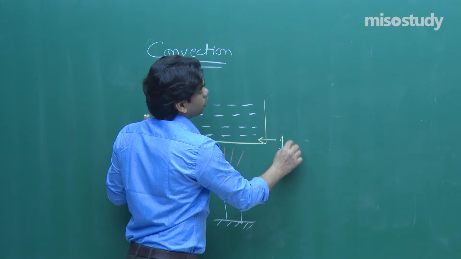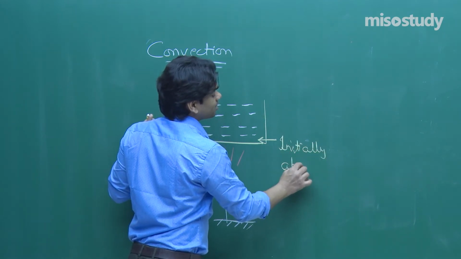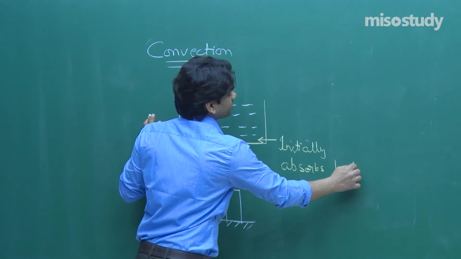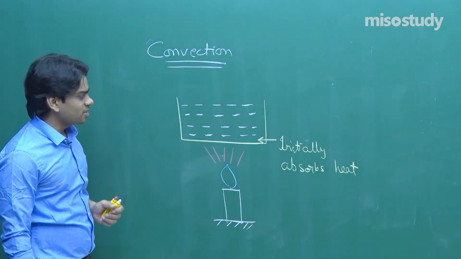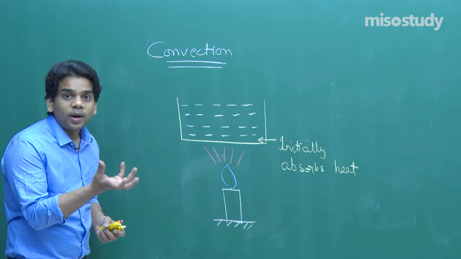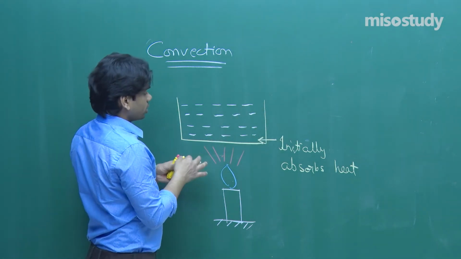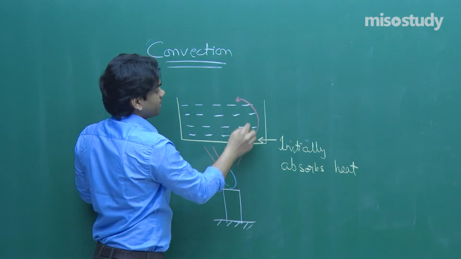Initially it absorbs heat. As it absorbs heat, its density is going to decrease. So what will happen? The warmer part of the water, the warm water, is going to rise up. So let me draw a chain depicting it. So the warmer water is going to rise up.